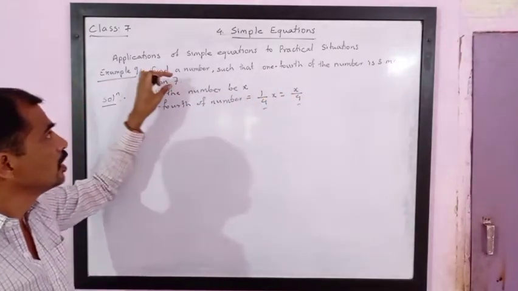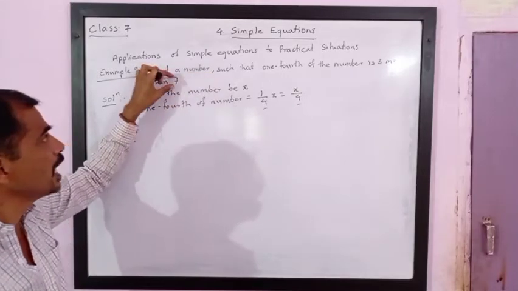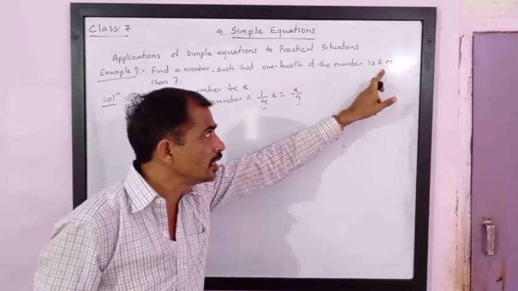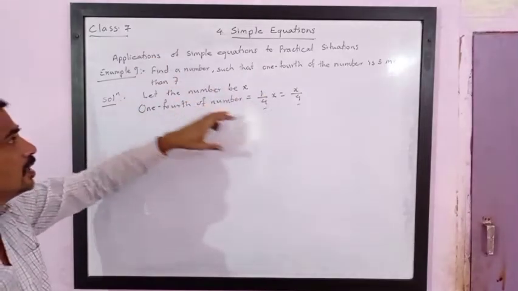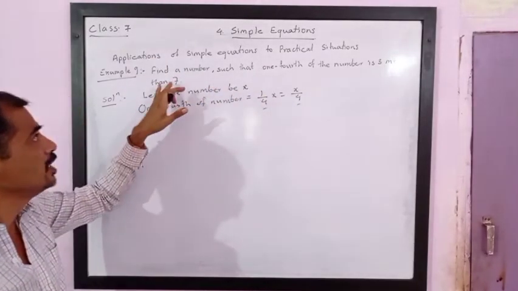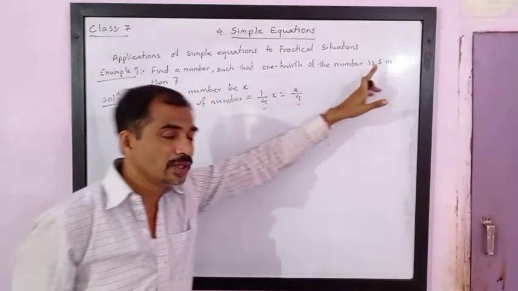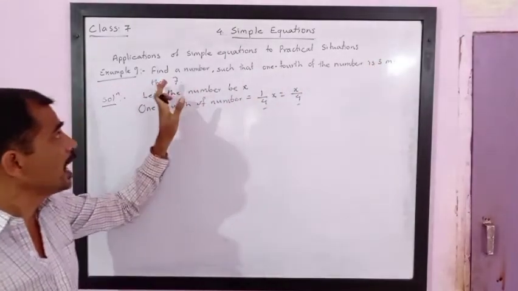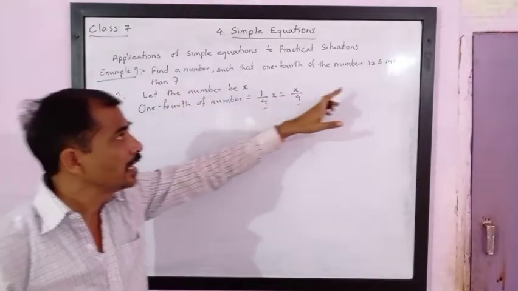Means if you subtract 7, we will get the answer 3. Are you able to understand this? This is our number and it is more than 7 by 3. It means if you subtract 7, we will get 3.